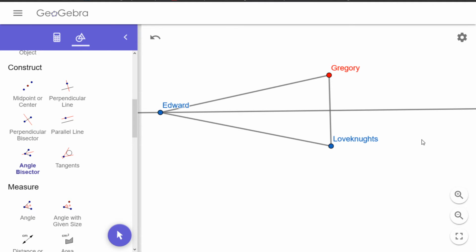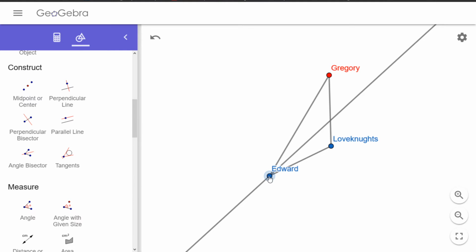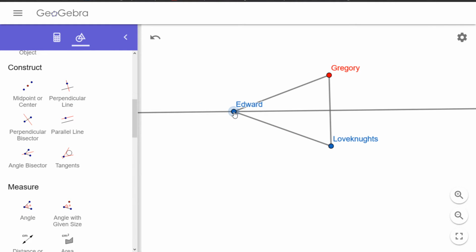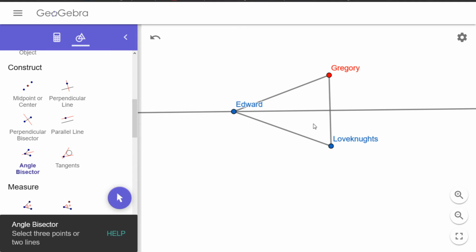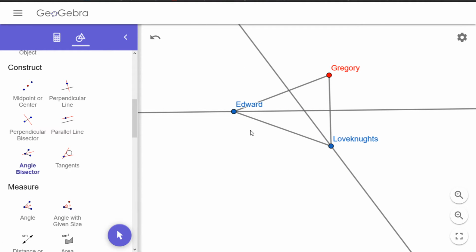Does it cut this side in half? Maybe. Depends on the triangle we're talking about, right? Sometimes it does, sometimes it doesn't. But it does cut that angle in half. We cool with that? That's an angle bisector. Now I'm going to do another one. Let's do Edward, Lovenuts, Gregory.